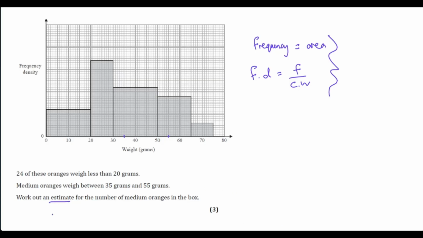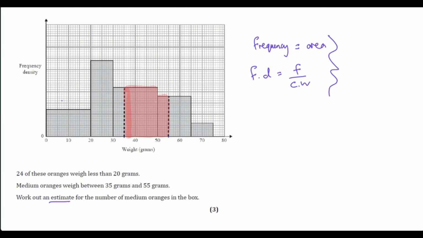Okay. So work out estimate for the number of medium oranges in a box. So what we want, I'm just going to section off, is the area between these 2 points. That's what we want, because remember, that's a frequency. But the only problem with that is we don't know the frequency density, because if we knew the frequency density, we could work out the area. So that's our missing information.